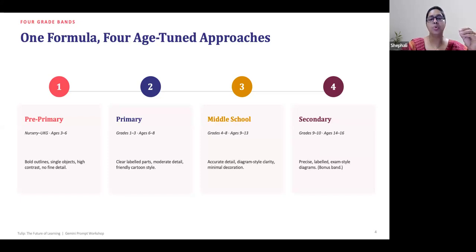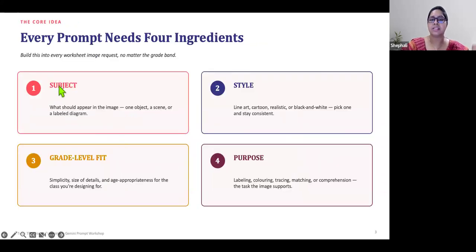So how to create such images, how we can get those images? Always mention the four ingredients. What were the four ingredients? Subject, style, grade level, and for what purpose you want it: labeling, coloring, tracing, matching, or comprehension. So in your prompt, these four things should be included, right?